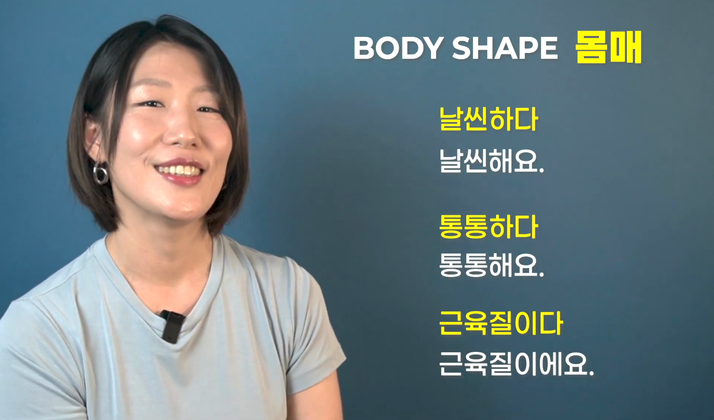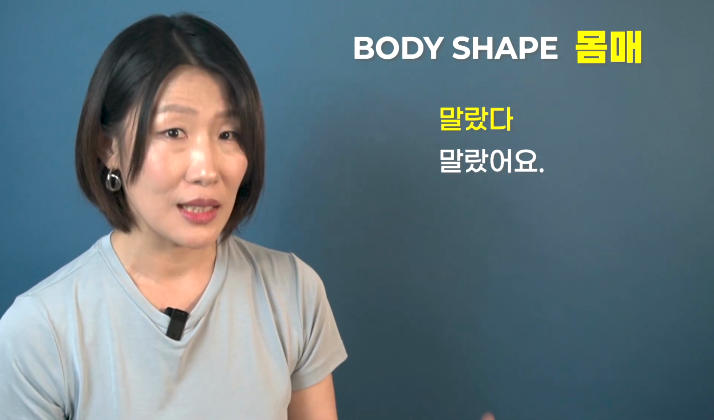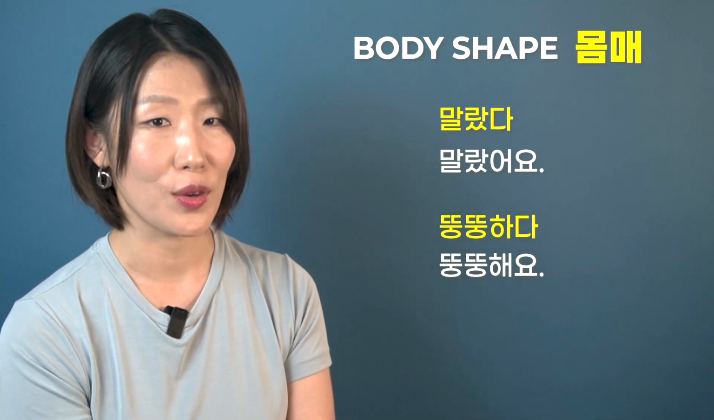Now, we don't always want to be negative, but sometimes you've got to express that too. If someone's skinny, you might say they're 말랐다. 말랐어요. If someone's fat, you could say they are 뚱뚱하다. 뚱뚱해요.